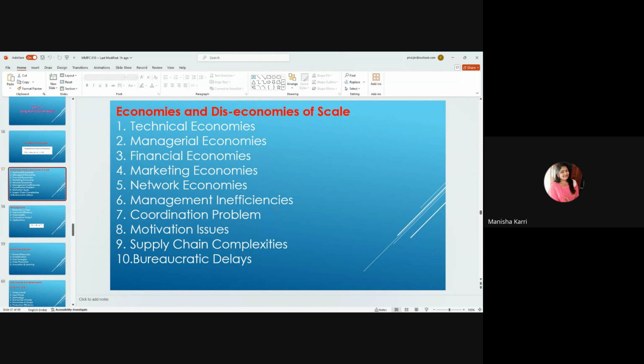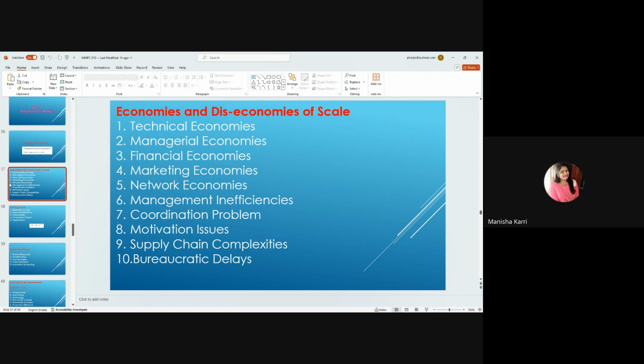Supply chain complexities are increased logistical and supply chain challenges as a company grows. Next one is bureaucratic delays, which means slower decision making due to increased layers of hierarchy. So these diseconomies of scale will occur in large organizations. Understanding the balance between economies and diseconomies of scale is very crucial for businesses to optimize their size and production process.